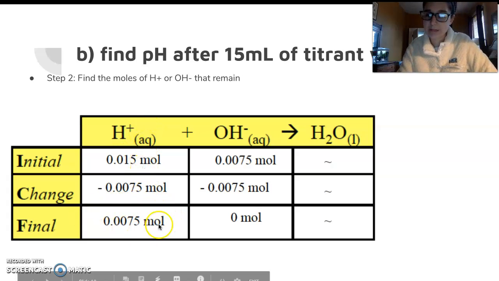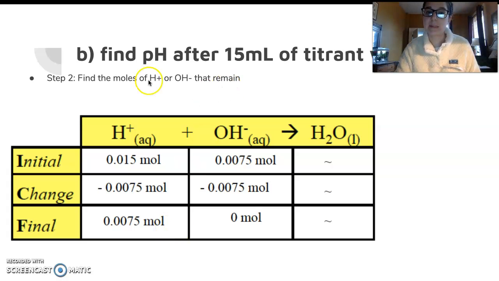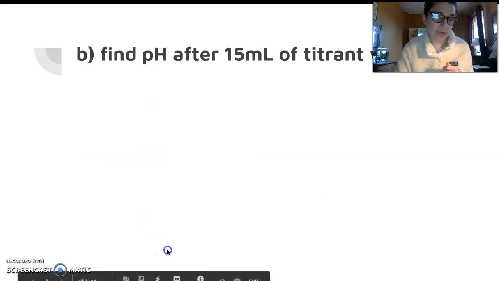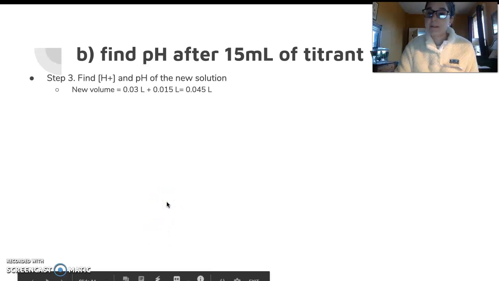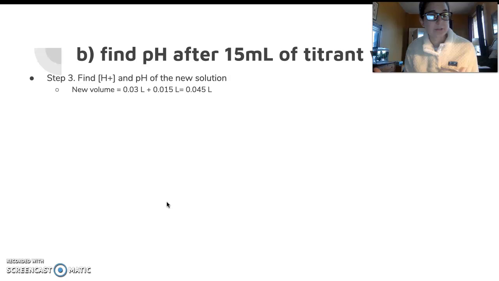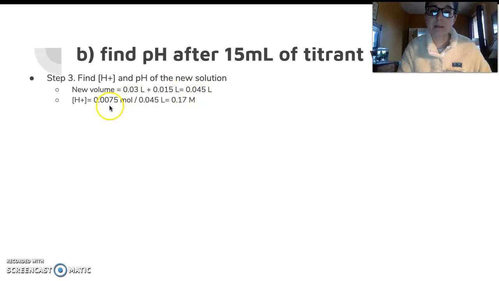So now I have the moles of H plus. Remember, to find the pH, I have to find the concentration of H plus. So I can take these moles and divide by my volume to find the concentration. So my new volume is going to be, they said the solutions were additive, the volumes were. So we have 0.03 plus 0.015. So that tells me that I have a new volume of 0.045 liters. I take the 0.0075 moles that remain of H plus, divide by 0.045, and I find out I have a 0.17 molar concentration of H plus at the end of this reaction.